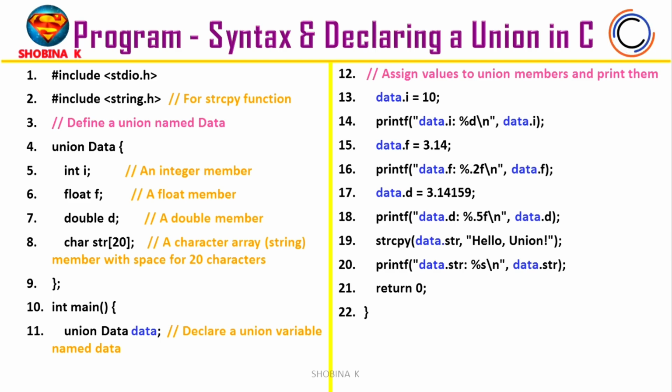Next, the main function is where the program execution begins. Then we declare a union variable. A variable data of type union data is declared here. You can use it to store and access values of any of its members. Next, we assign values to union members.